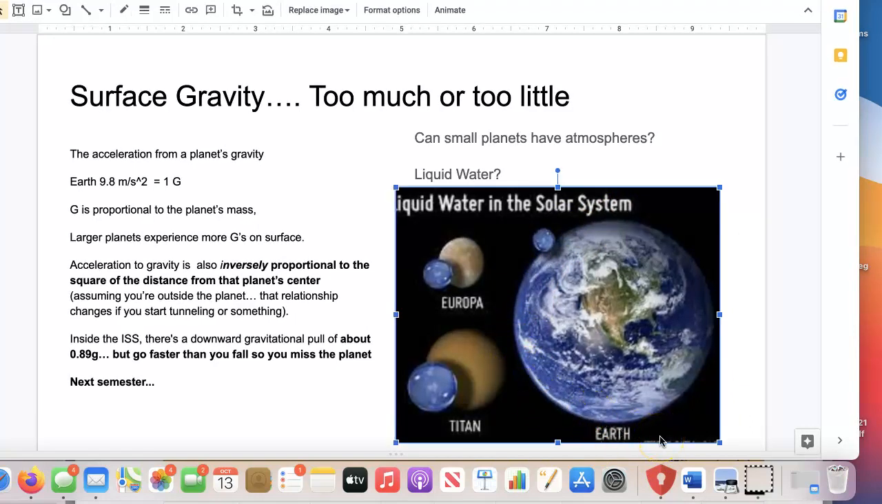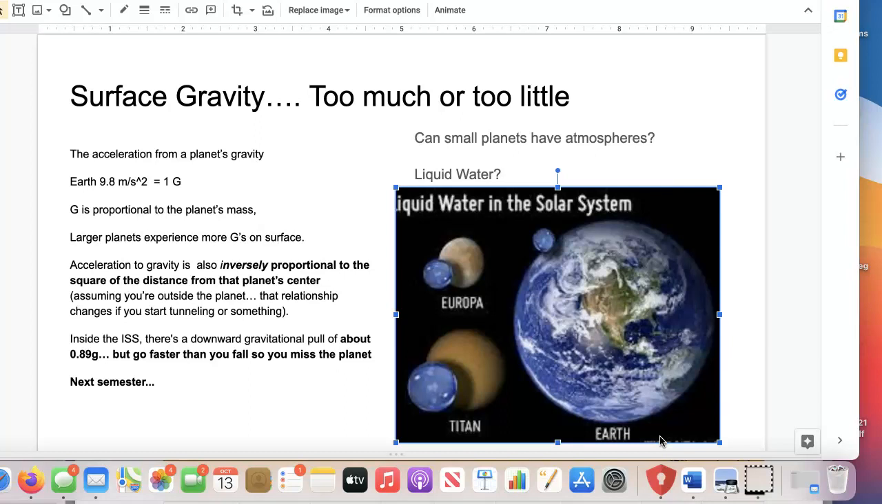When you fall, like if you go in an airplane and it starts diving, you will experience microgravity. You will start floating because you're diving towards the Earth. That's exactly what the space station's doing. It's diving towards the Earth. Why doesn't it hit it?